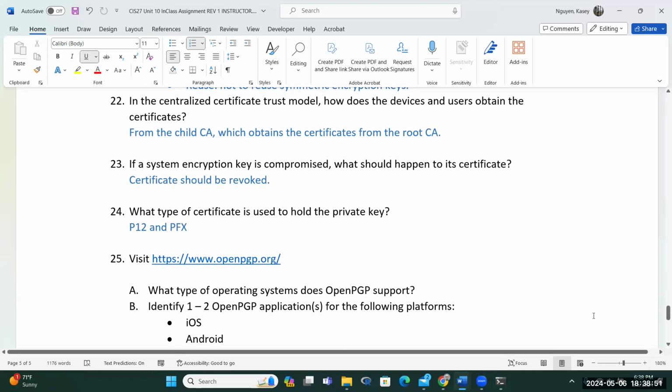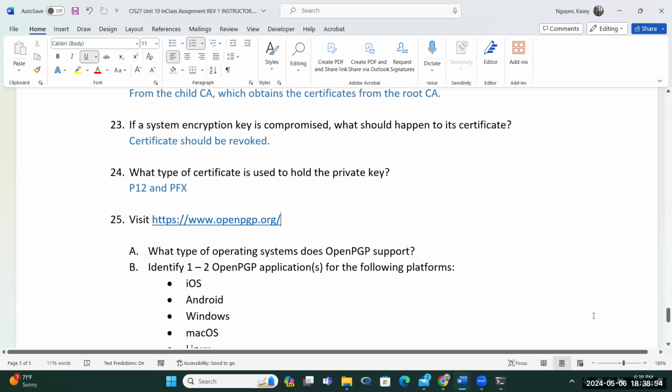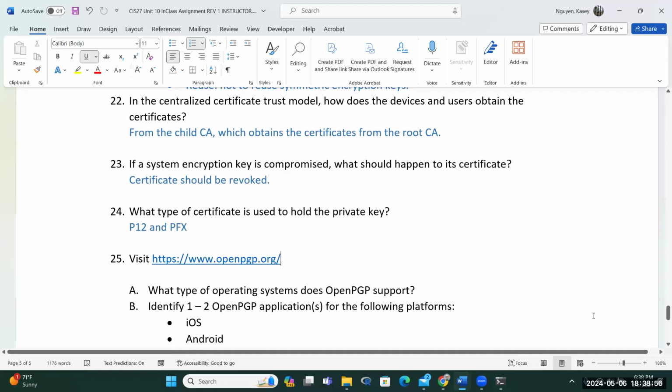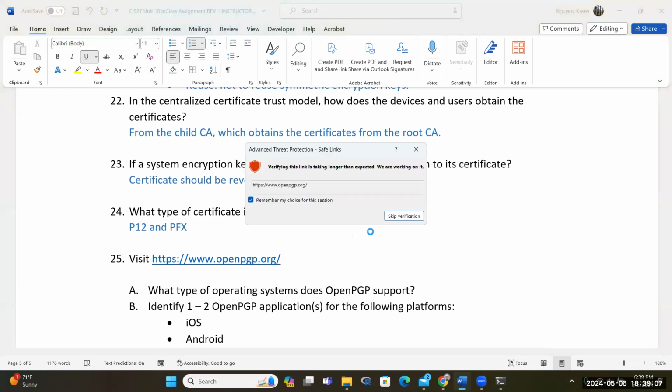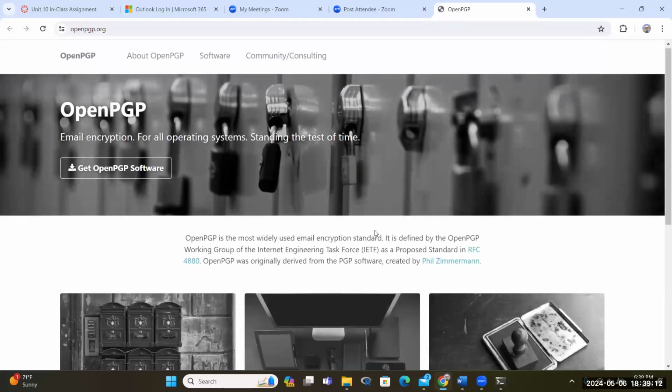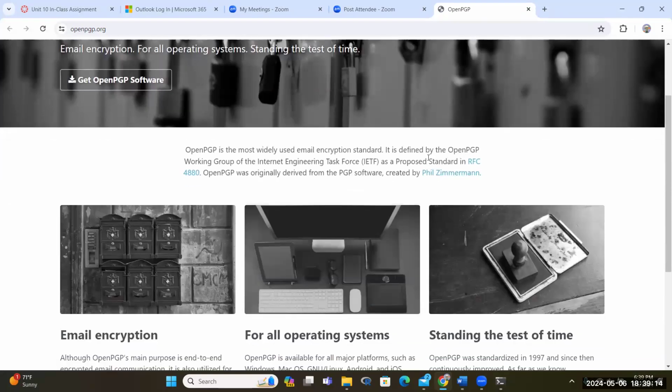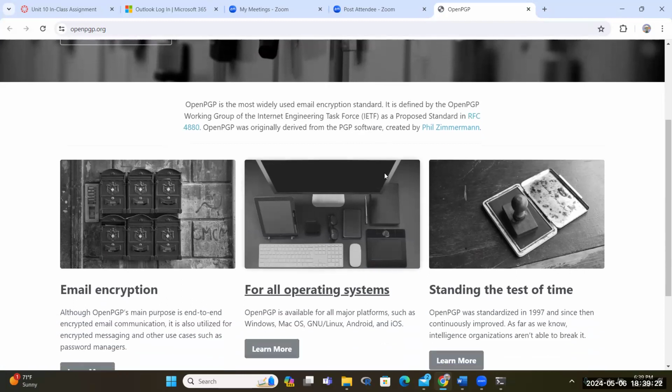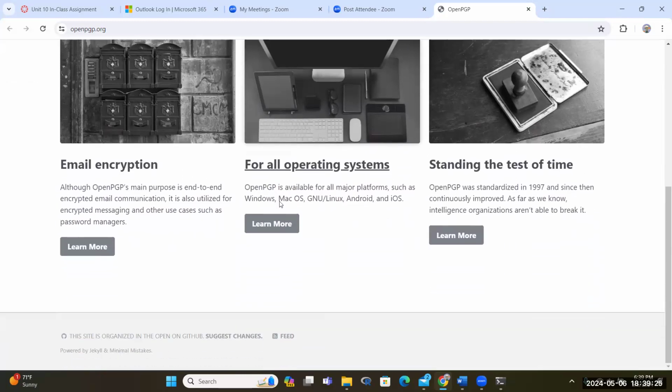So you do have other products that are similar. So if you want to do email encryption, this is the thing that you would want to look into. So we can click this link. And then it tells you that this is the RFC standard, right? This was originally created for Pretty Good Privacy by Phil Zimmermann. And then under operating system, we can click learn more.